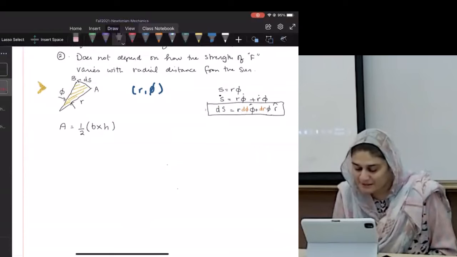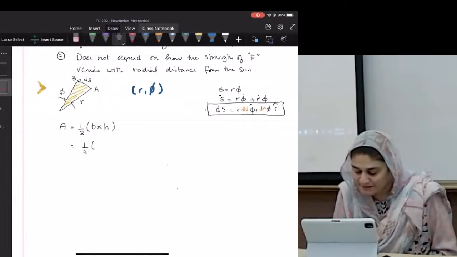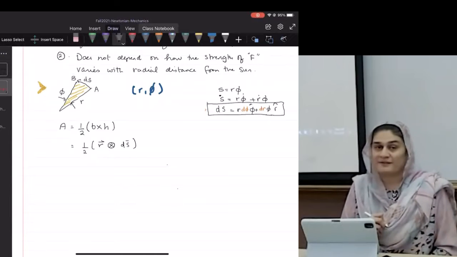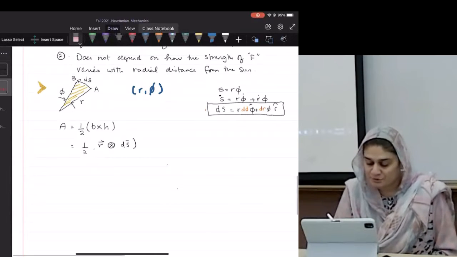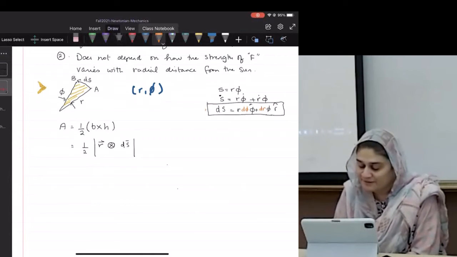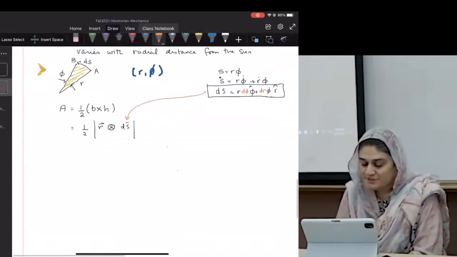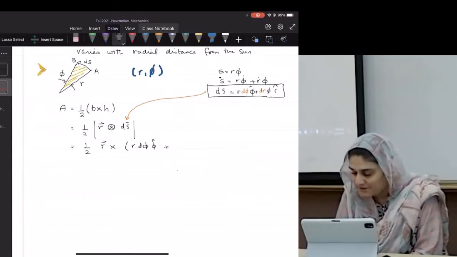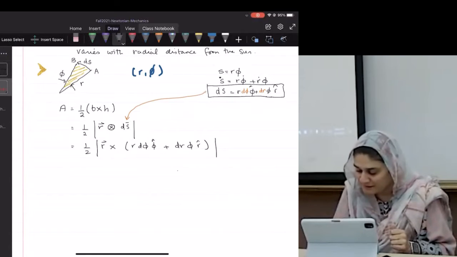That means I can write this area as 1/2. What's the base? R vector cross ds vector, right? These are both vectors. Agreed? And this should be the magnitude of those. Now may I plug this value in here? So this means I will have 1/2 r times r d phi hat plus dr phi r hat. And both of these have to be the magnitudes.